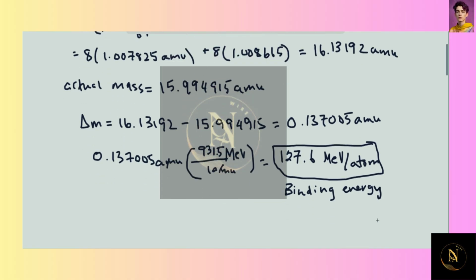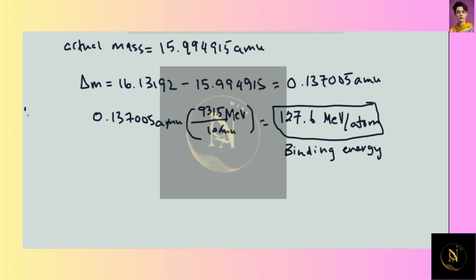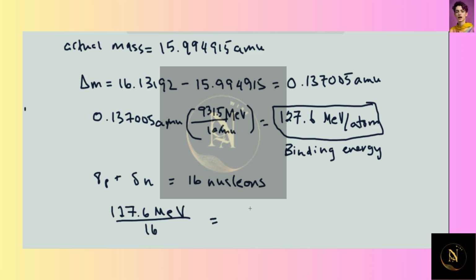If I want to talk about the binding energy per nucleon, I remember that there are 8 protons and 8 neutrons, so there are a total of 16 nucleons. So my binding energy per nucleon is 127.6 mega electron volts divided by 16, or 7.976 mega electron volts per nucleon.